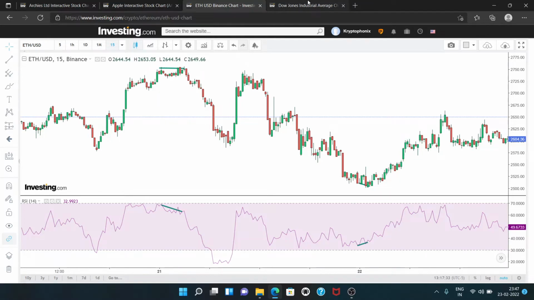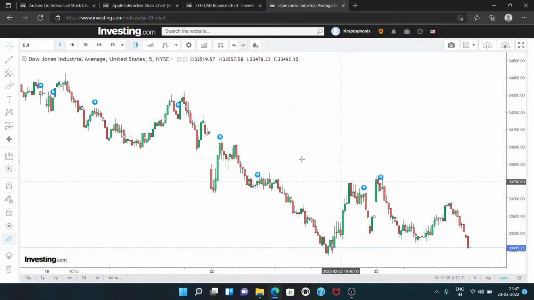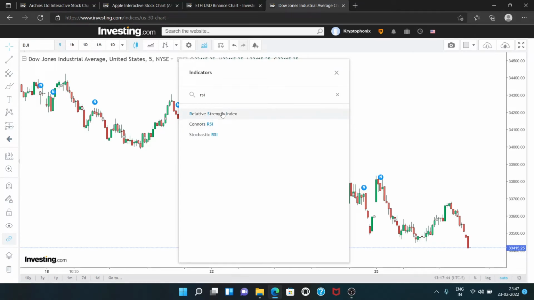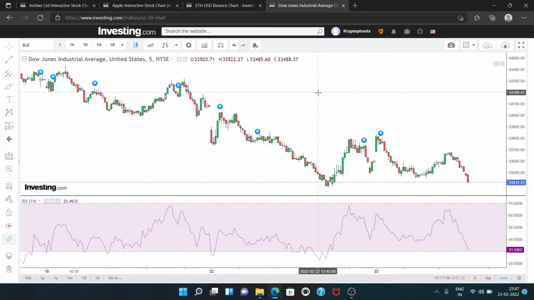Now, moving further, this is the Dow Jones index. This is the 5 minute chart of the Dow Jones index, and we'll do the same thing. We'll insert RSI and try to identify the points.